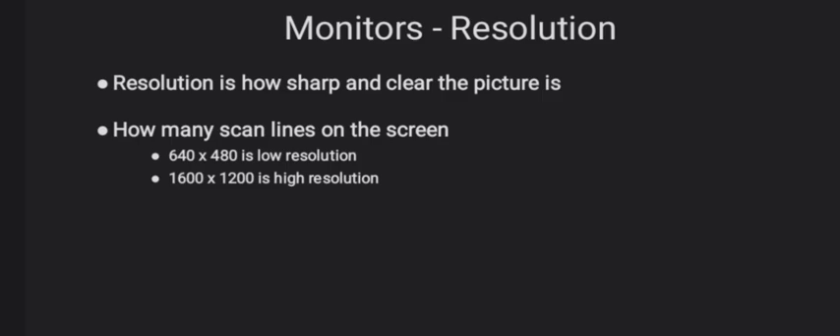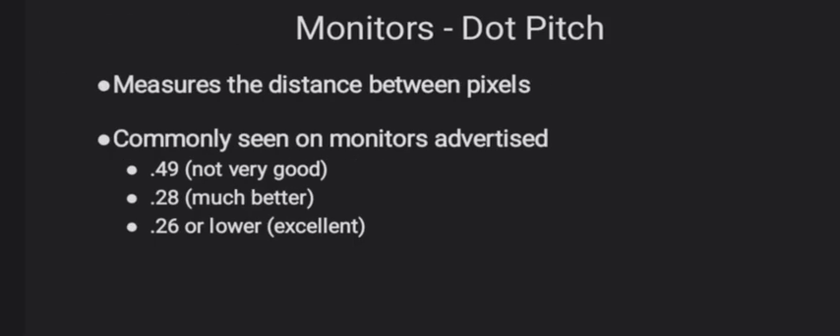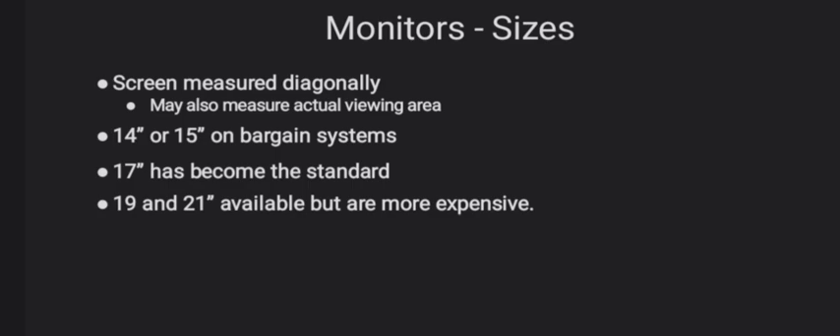Monitor resolution is how sharp and clear the picture is. How many scan lines are on the screen? It can be 640 by 480 resolution, which is very low. 1600 by 1200 is a high resolution. Monitors also have another property that is dot pitch. It is the distance between the pixels, and you can see different kinds of dot pitch, which is excellent, which is good and which is better.